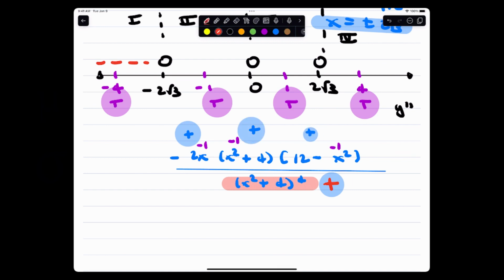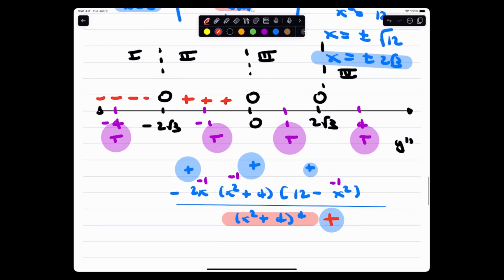Region 2 is what? Is positive. You guys okay with that? Easy peasy lemon what? Squeezy. Okay, let's go back and plug in now. What are we going to plug in? Positive 1 as a test point. So I'm going to plug in 1.